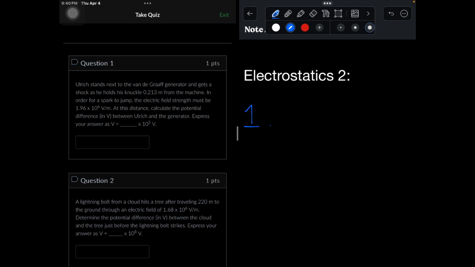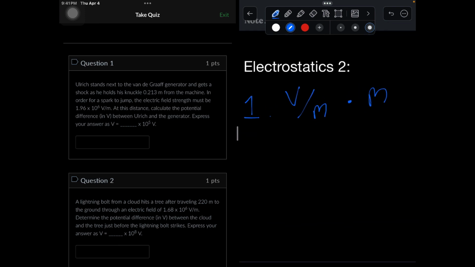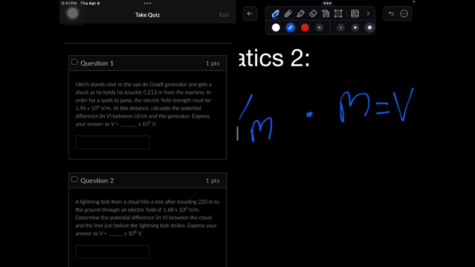Question 1 states that Ulrich stands next to the Van de Graaff generator and generates a shock as he holds his knuckles 21 centimeters from the machine. In order for a spark to jump, the electric field strength must be a certain voltage per meter strength. Now we need to find the voltage. Just by simply using the units given to us, we can find out that the voltage per meter value times the meter value will result in simply the voltage value.